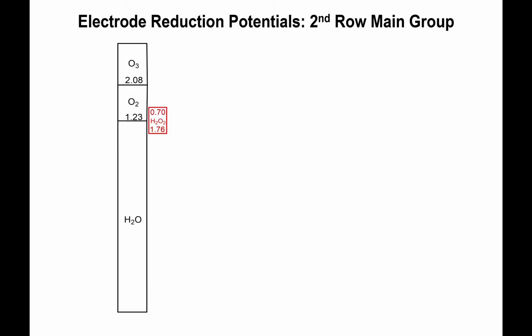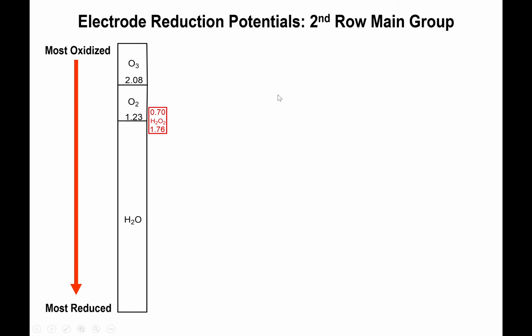You also have the same idea for second row main group elements. One of them is oxygen. And once again, on the very top you have the most oxidized species, on the very bottom you have the most reduced species. And in addition to that, in this particular example, you have this red box to the right of it in between some of the boundaries, and this represents a metastable species, hydrogen peroxide.